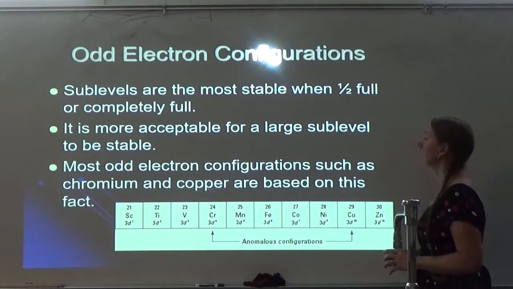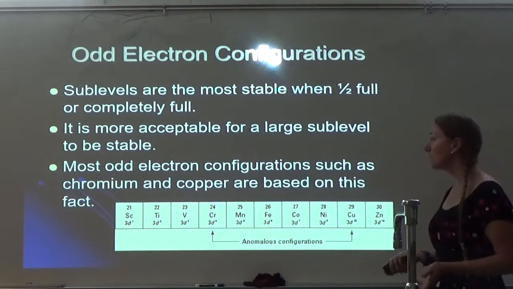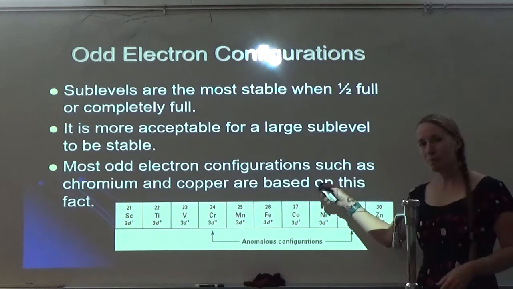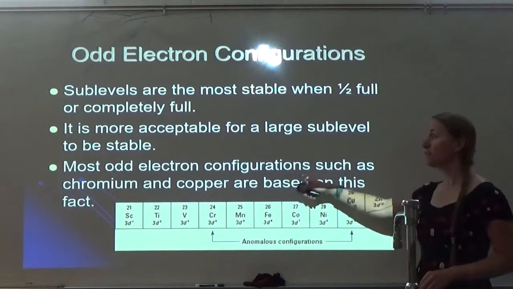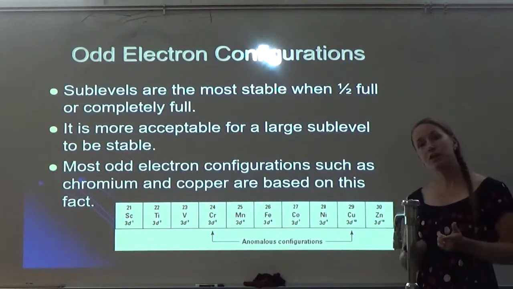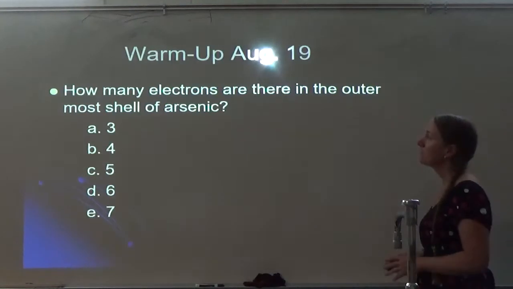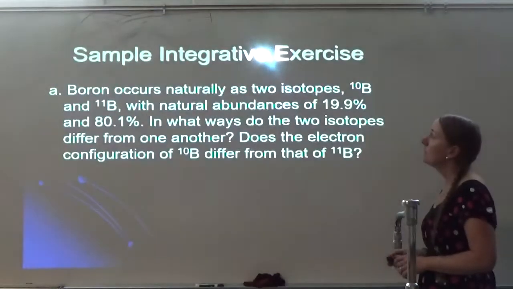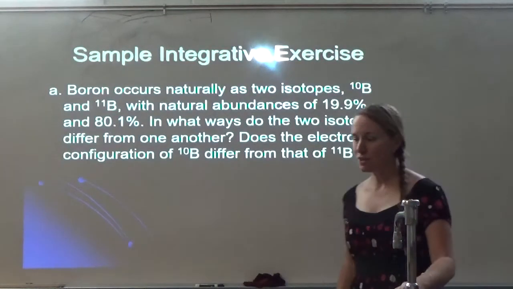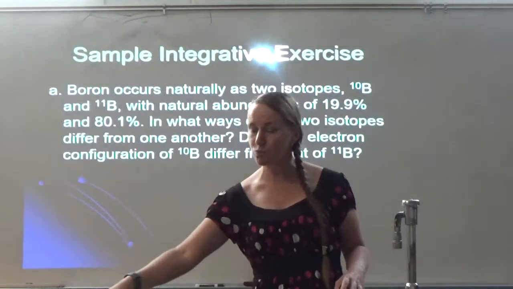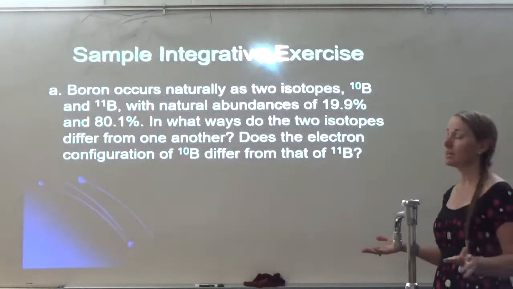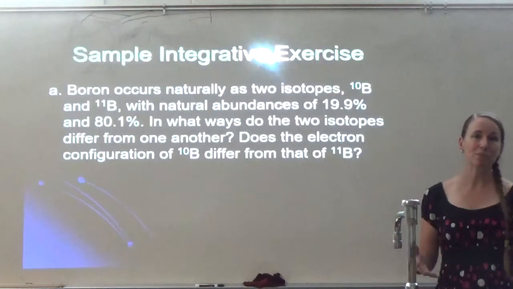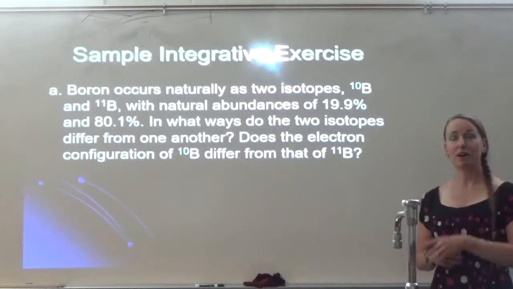Most odd electron configurations, such as chromium and copper, are based on this fact. So if you remember, back in honors, we would take 1 from 4s and give it to 3d in chromium and copper in order to make 3d more stable. All right, so let's move on to this integrative exercise. So again, if you're struggling with chromium and copper being those odd electron configurations, go back to my chapter 5 lesson videos, section 5.2.